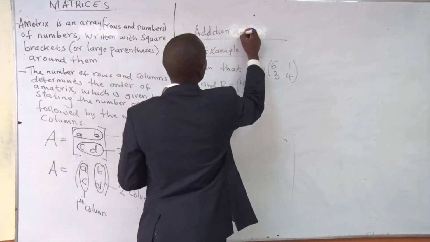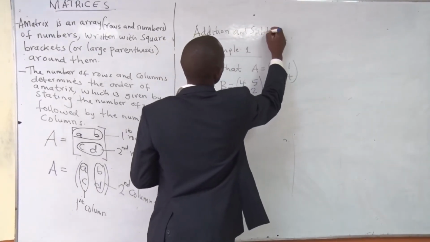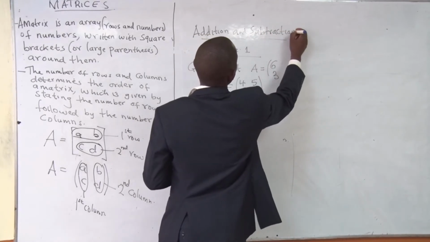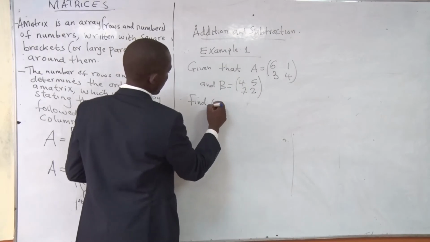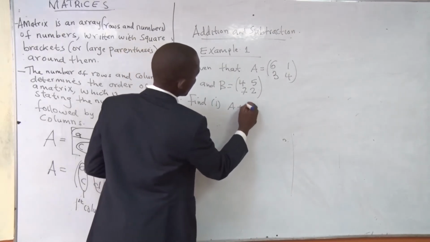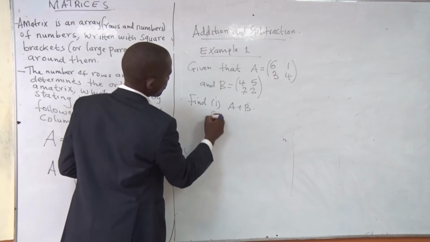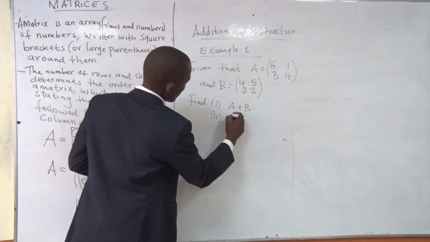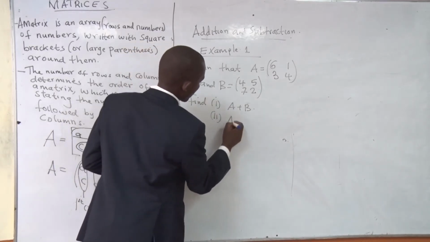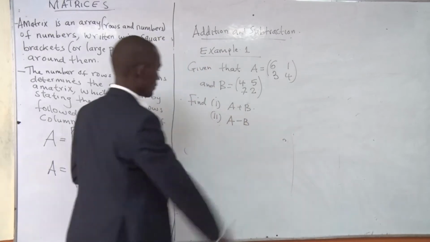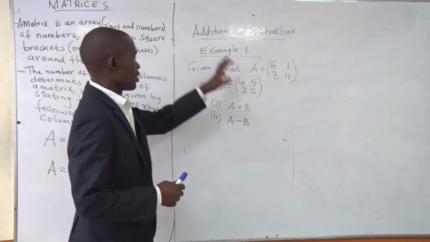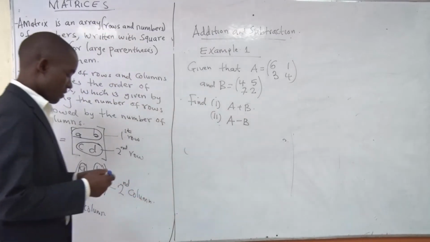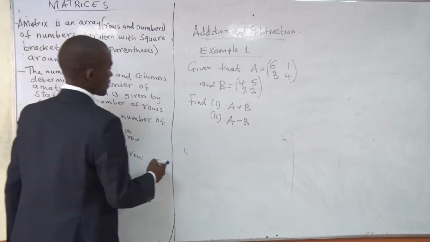Addition and subtraction. Let us just take them concurrently. Addition and subtraction. Find part A, A plus B. Part 2, you're supposed to get A minus B. So we want to undertake addition of matrices. The first thing you need to do, you will take the first matrix.